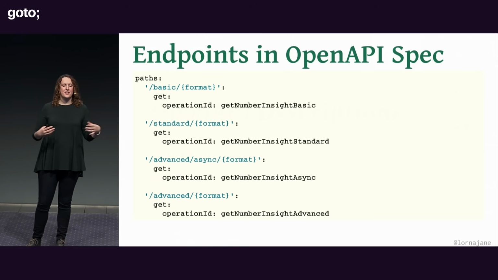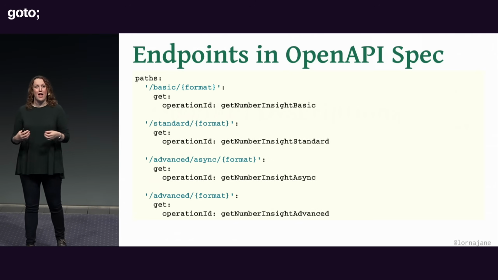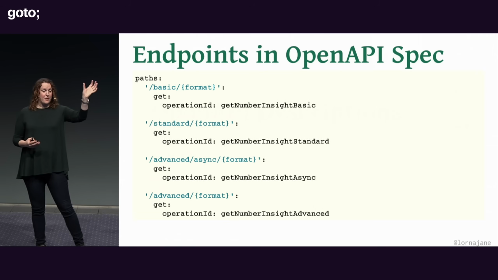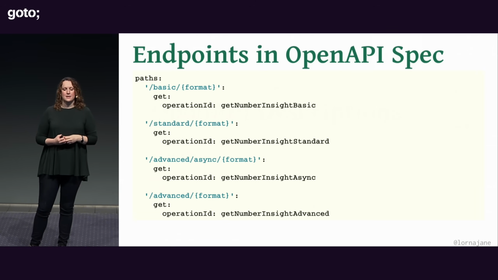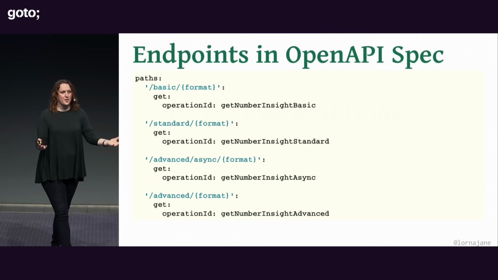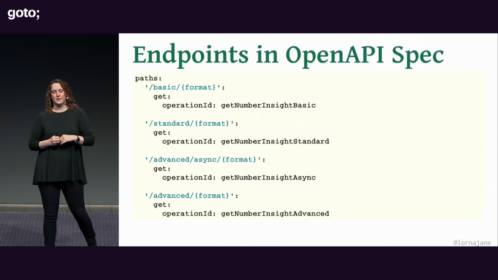We have the paths element. Within paths, we list each of our endpoints, and there can be variable parameter placeholders in there. You can see it here with the format. And then we list which verbs this endpoint supports. It's just a lookup service, so it's not that interesting. But that's what that get is doing.